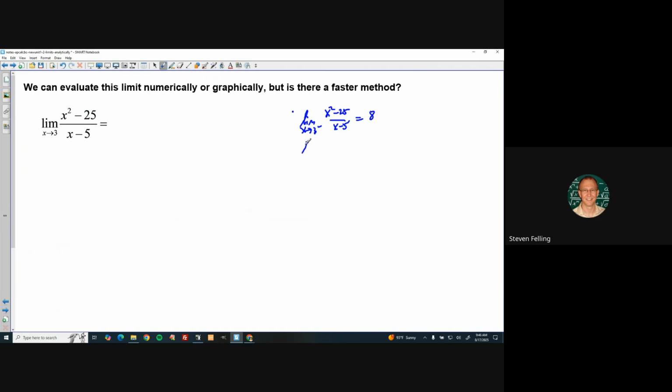And I could do the same thing in the calculator with values coming down from the top of 3, like 3.1, 3.01, 3.001, and we would also get that same number 8, which means, therefore, the limit as x approaches 3, without specifying the direction, of x squared minus 25 over x minus 5 is indeed 8. And that's the correct answer. Okay. Is there a faster way to get that, though? Why is it that if we approach from the left and from the right, we still get the same number?